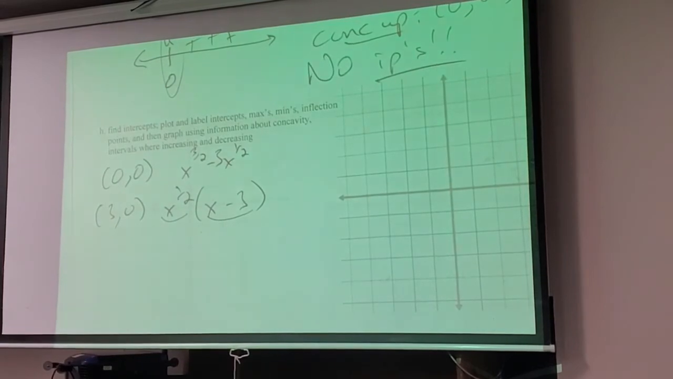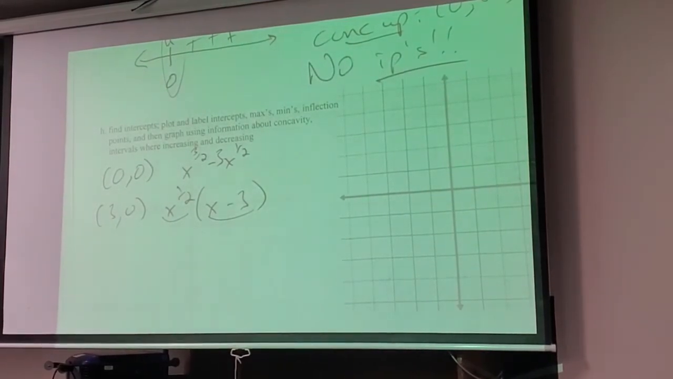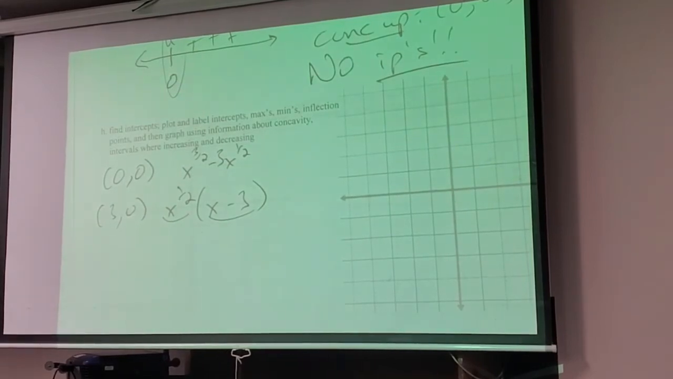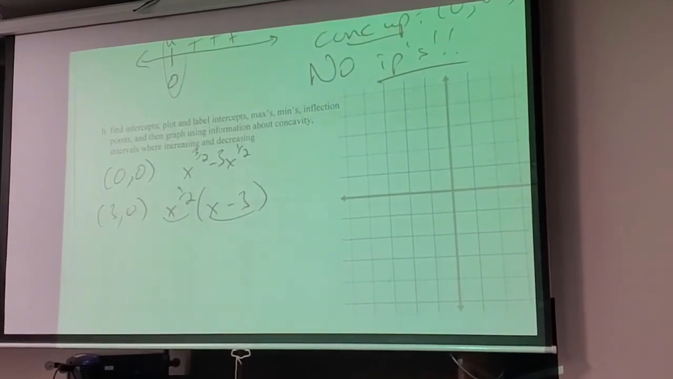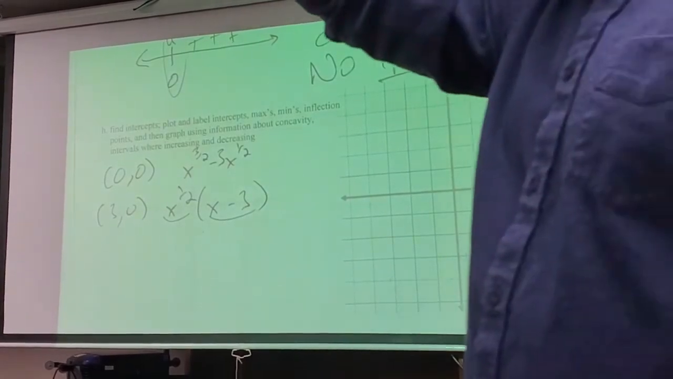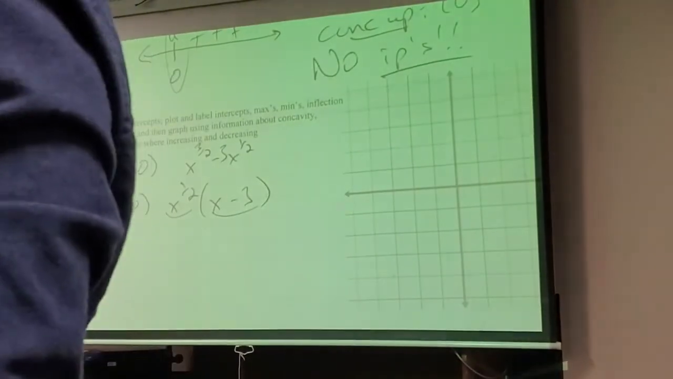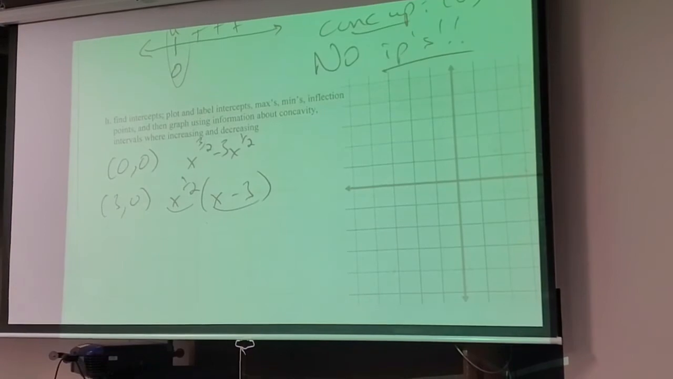Let me stop for a minute. I don't care how funky the function looks. Intercepts have to work the same way always. Y-intercept is when x is 0. X-intercept is when the function is 0. I like it. What I just said? Y-intercepts are when x is 0. X-intercepts are when the function is 0.